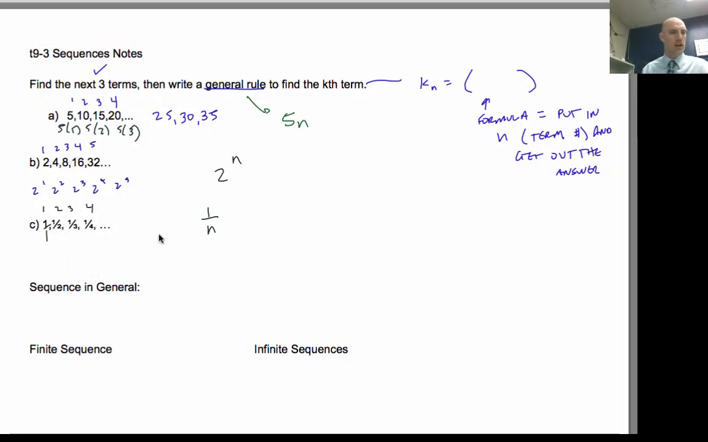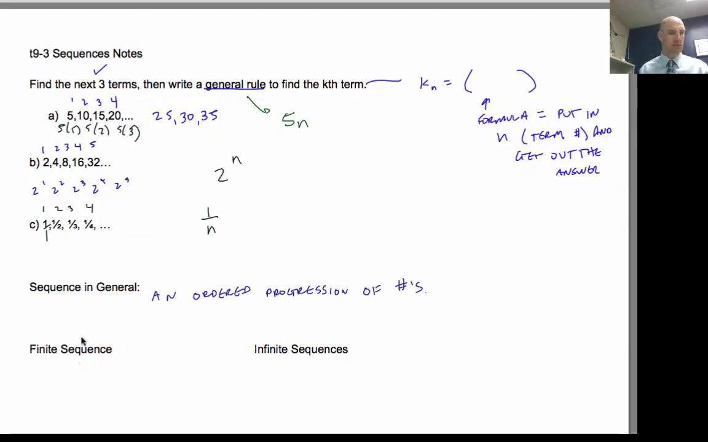Sequences in general are an ordered progression of numbers, and what that means is it's logical, okay? It doesn't jump around. It's like I can get from here to here and I can find a pattern. Now, it's not always easy, but I can find a pattern to get there.